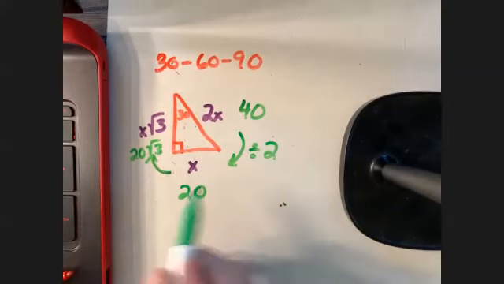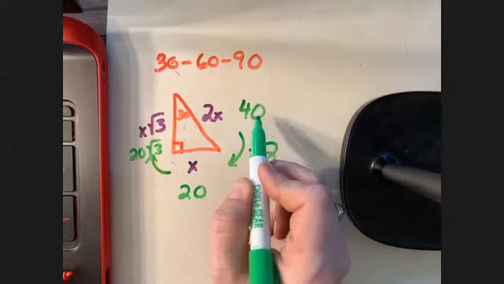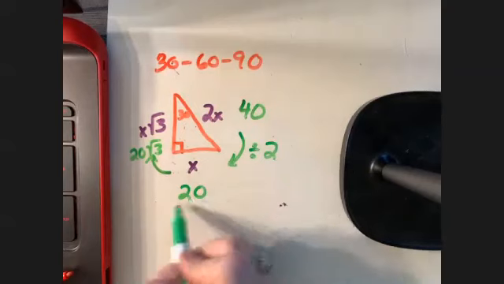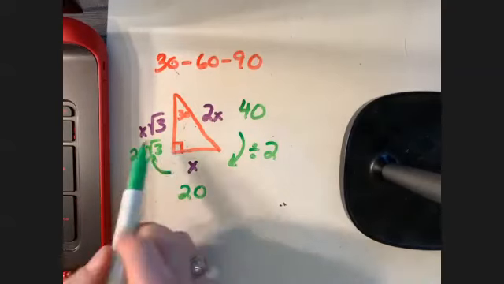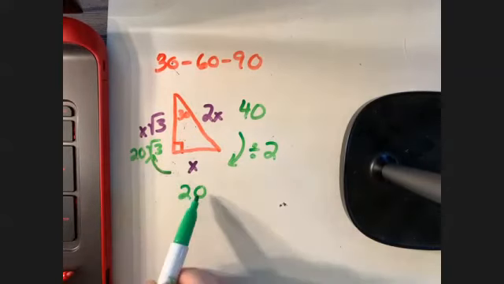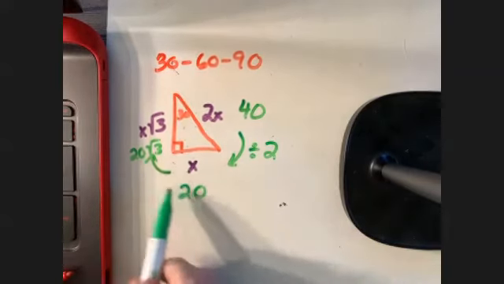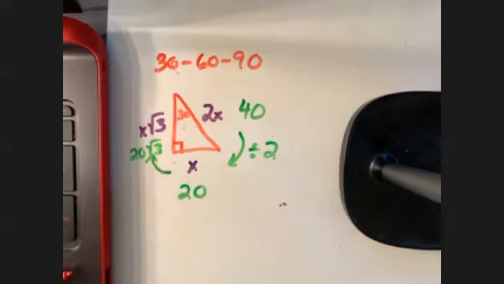Okay. Now, if they had given me the 20 down here, I would have moved up and multiplied by 2 to get the 40. I would have moved up to multiply by the square root of 3. If I had been given this 20 square roots of 3, I would have divided by the square root of 3, so it would have gone away. That would have given me the 20, and then I would have multiplied to go back up the other direction.